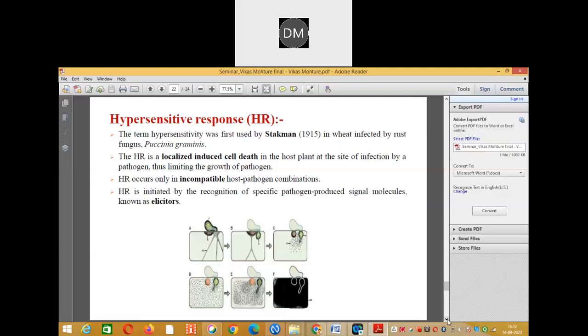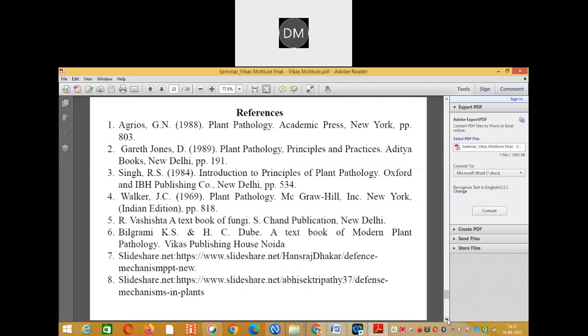Last one, the hypersensitivity reaction. Hypersensitivity is the localized induced cell death in the host plant at the site of infection by the pathogen, thus limiting the growth of the pathogen. The hypersensitivity reaction occurs only in an incompatible host-pathogen condition, and it can again stop the entry of the pathogen to the next layer.